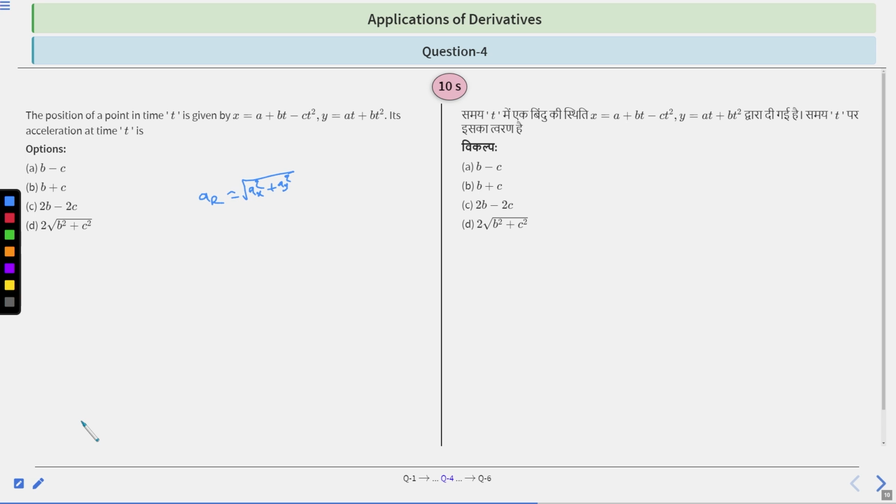Now x is given in terms of t. So we will find velocity in x direction, that is dx by dt, which will be in terms of t. And we will find velocity in y direction, which is dy by dt. Clear?